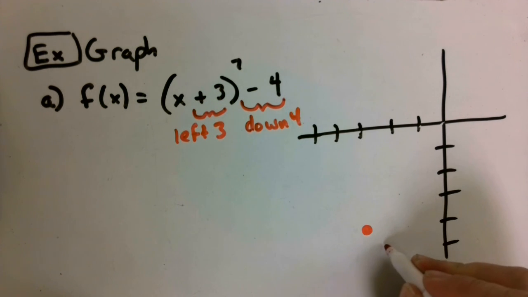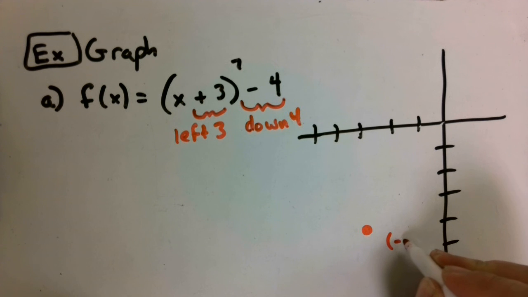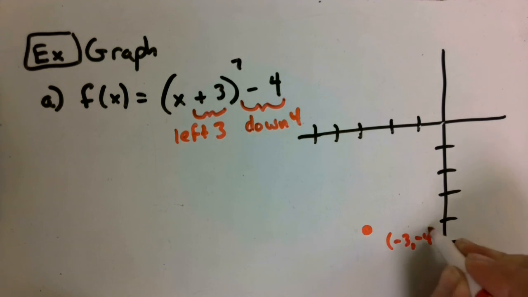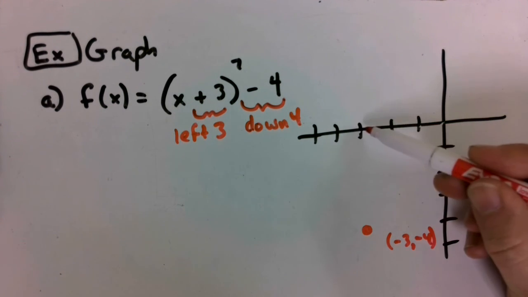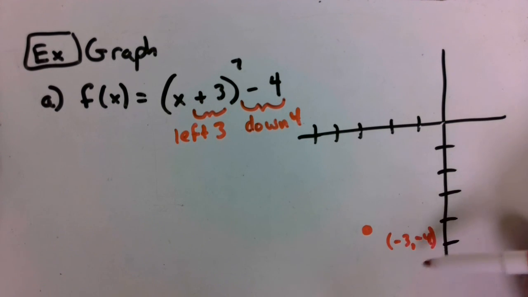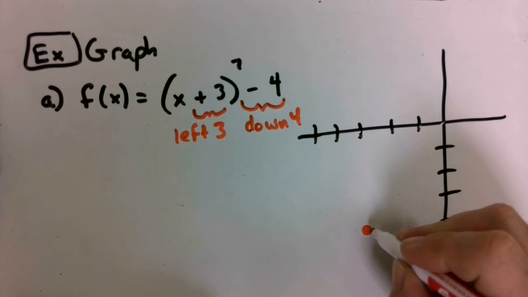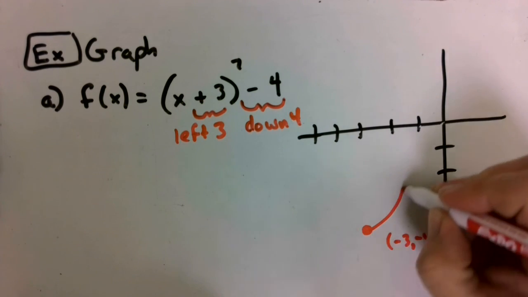So this point, that is the point -3, -4. If you were going to label it, you don't have to do that. We're just sketching a graph. But that point we want accurate. It was at 0, 0 for the parent function. We went left 3 and down 4. So that would give us the point -3, -4. And then after that, we're just going to draw in the general shape.